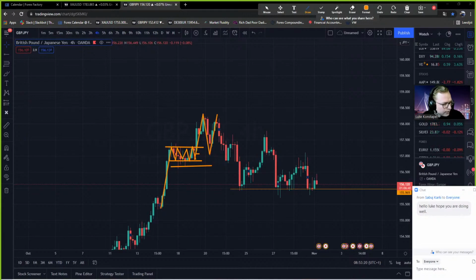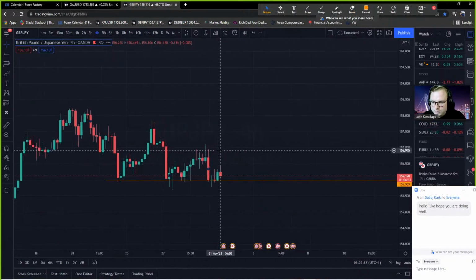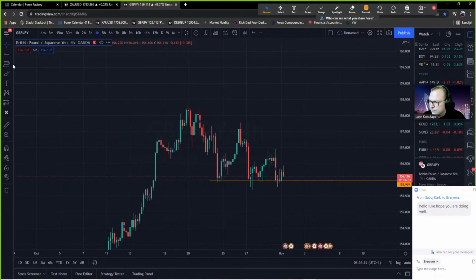How do you know they tested that area? Well, just look at the candles. Look at the candlesticks and look at the break of structure areas. If you look at the break of structure areas, that's the only thing you have to see, right?